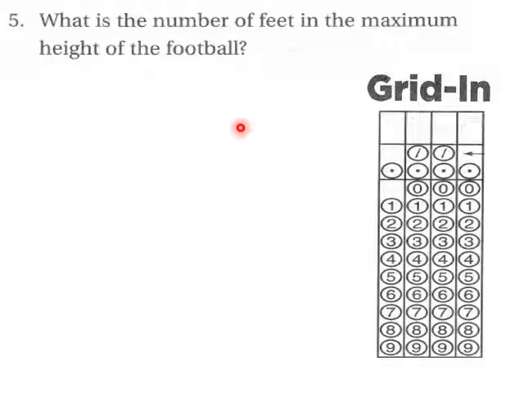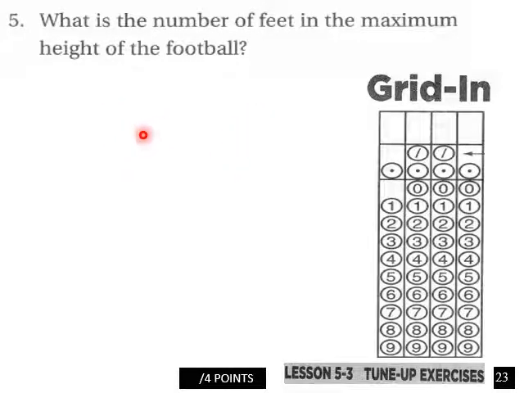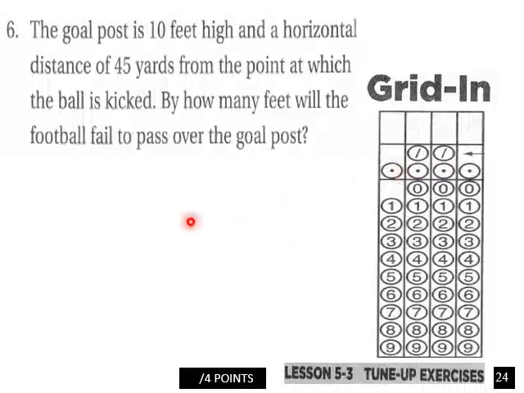And number 5, what is the number of feet of the maximum height of the football? Again, refer back to that quadratic for number 5. Same thing for 6, goalpost 10 feet high and horizontal distance 45 yards. How many feet will the football fail to pass over the goalpost? Grid in that one. Remember your grid-ins.